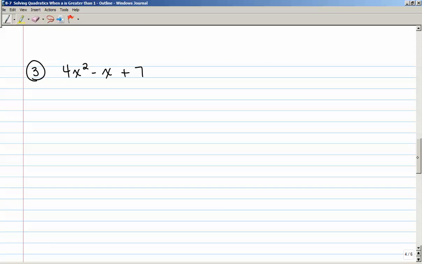And let's take a look at this last example here. I have 4x squared minus x plus 7. So I'm going to be looking for two numbers that multiply to 4 times 7, which is 28. And then the same two numbers have to add up to my coefficient of b, which is a negative 1. And right away, there's nothing jumping into my head. Two numbers that multiply to 28.